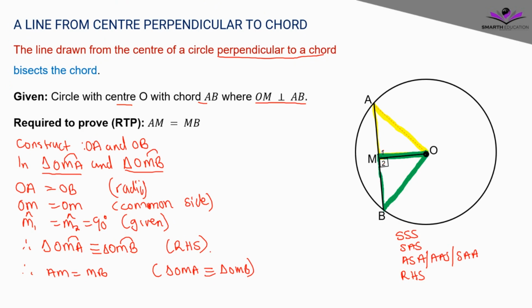This is how we prove that AM is equal to MB, or we prove that a line drawn from the center of a circle perpendicular to a chord bisects the chord. And then the acceptable reason for this theorem, we say a line from center perpendicular to chord.